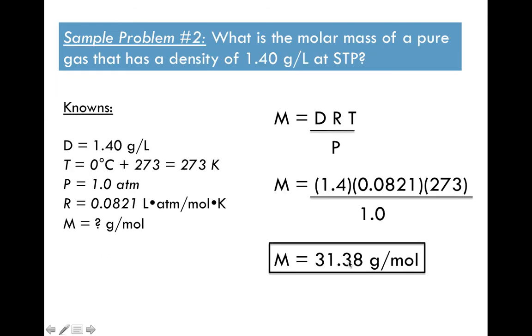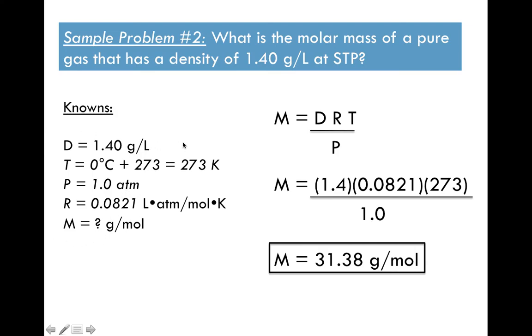These next problems are going to be the derivative problems. What is the molar mass of a pure gas that has a density of 1.4 grams per liter at STP? In this case, STP conditions are 1 atmosphere and 0 degrees Celsius. They're not the molar volume thing, because it's not asking for molar volume. So I have a density of 1.4 grams per liter, temperature at STP, 0 degrees Celsius, 1 atmosphere, my R value because of the atm, and we're going to look for molar mass.